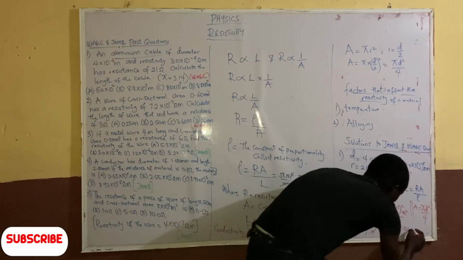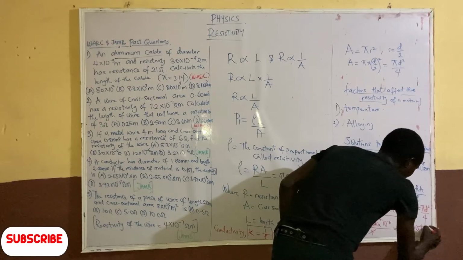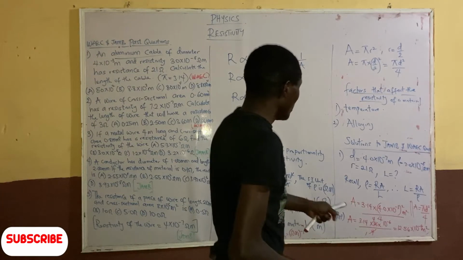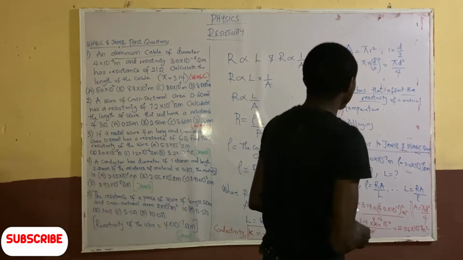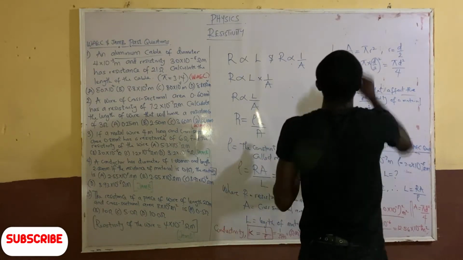12.56 times 10 raised to the power minus 6 meter squared. So that's our area for that. Now let's calculate the length here.